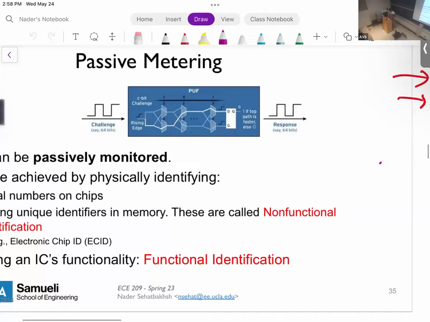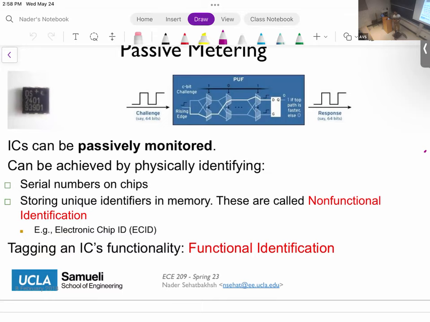You are tagging these devices, and this goes into what we call a functional identification of the device. This is a passive method because it is not something we actively use within the actual activity of the device. Usually a PUF has its own internal and external inputs and outputs. You just need to figure out how to send the challenge and how to receive the response, and this way you can ID this device. Okay, any questions here?